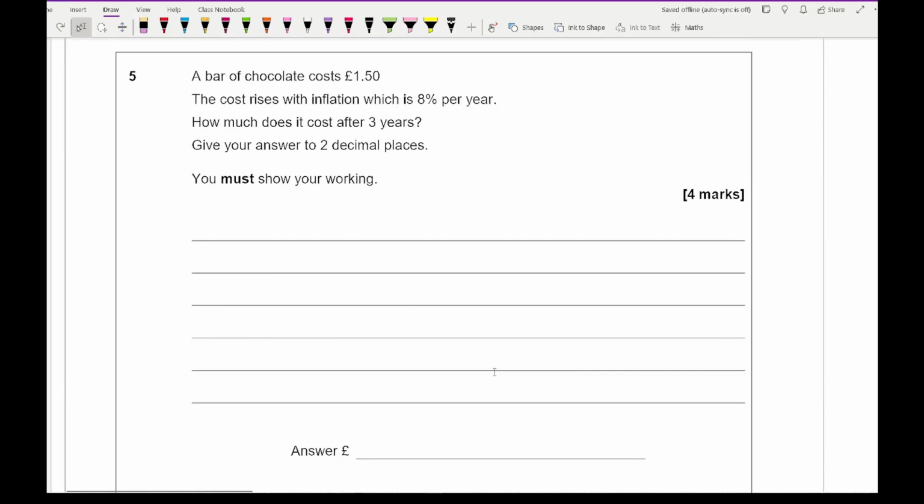Moving on to question 5, it says that a bar of chocolate costs £1.50. The cost rises with inflation, which is 8% per year. How much does it cost after 3 years? Give your answer to 2 decimal places.